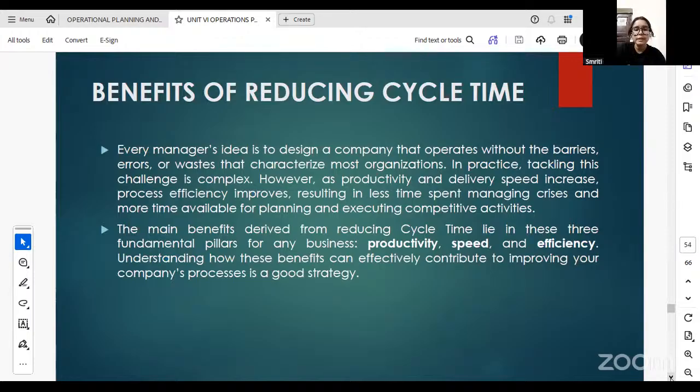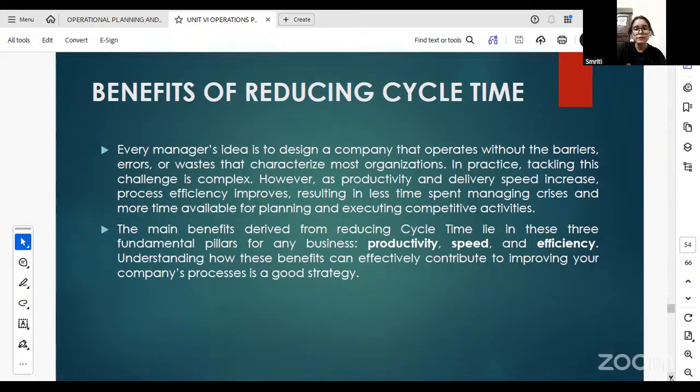Benefits of reducing cycle time. Every manager's idea is to design a company that operates without the barriers, errors, or waste that characterize most organizations. In practice, tackling this challenge is complex. However, as productivity and delivery speed increase, process efficiency improves, resulting in less time spent managing crises and more time available for planning and executing competitive activities.